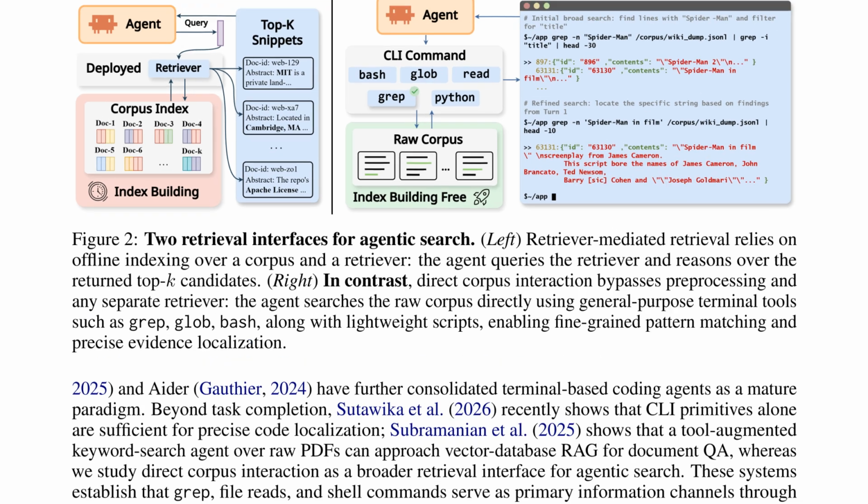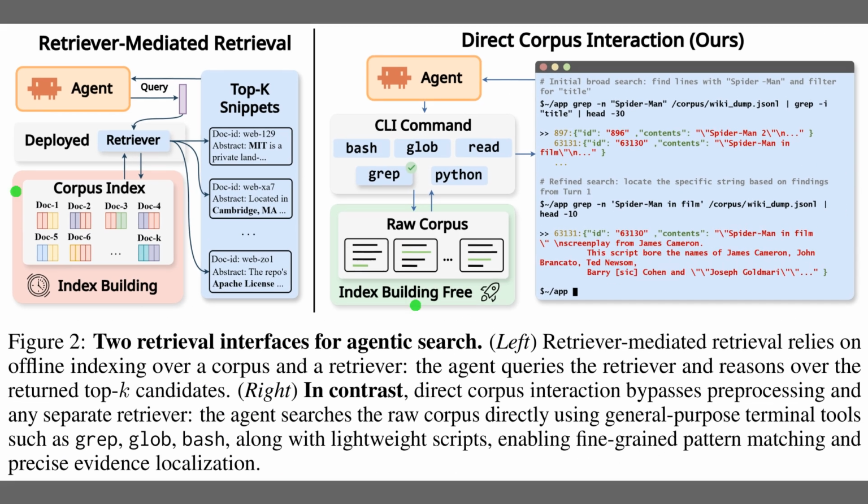Figure 2 contrasts this new approach with traditional retrieval. On the left, the standard setup relies on offline index building, returning fixed snippets that can miss crucial local context. On the right, the direct corpus interaction model bypasses the index entirely. The agent uses common command line tools like grep and bash to sift through raw files. This allows it to run broad searches and instantly refine them in the terminal, pinpointing exact evidence just like a human programmer would.